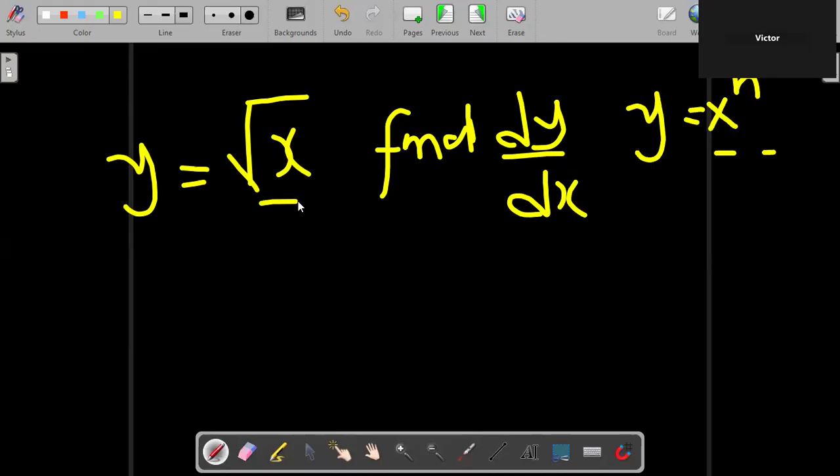Now, does the question look like the original expression? The original expression says y is x raised to the power n. Does it look like it? No. So how do we make it look like this? I can write this as y equals x, square root, which is known as half. Square root is equal to half.